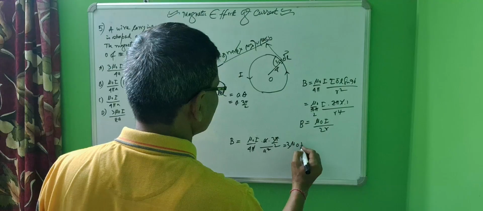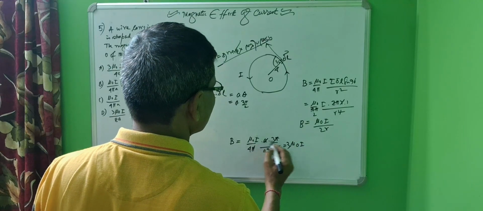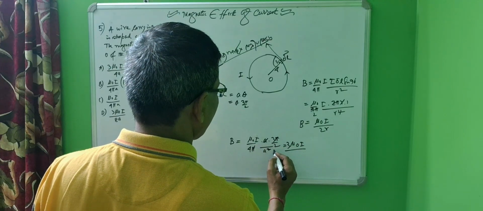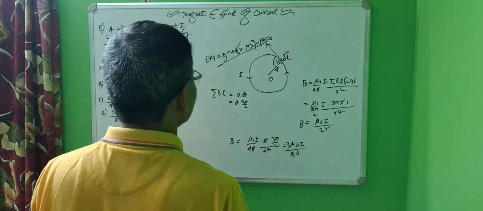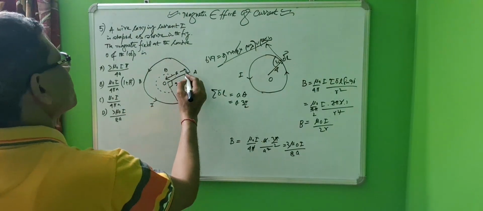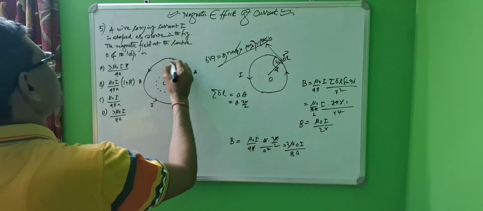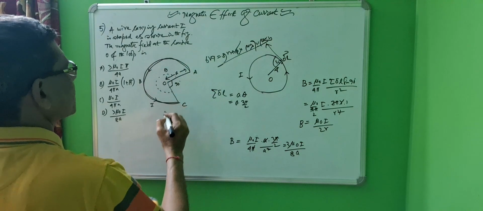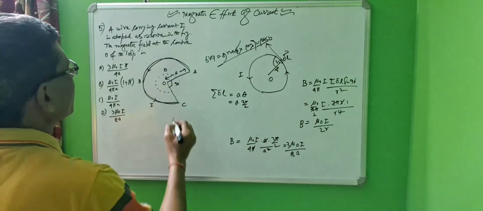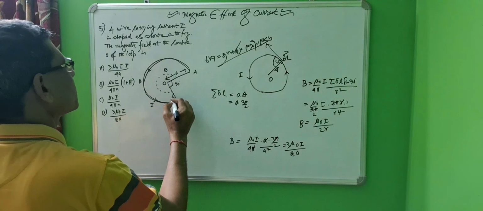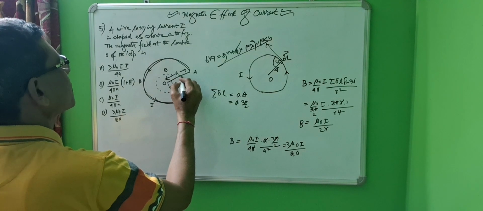Three mu 0 I upon 8A. So for this portion A to C, we obtained the magnetic field at point O, but the current flowing through this also, through this also.